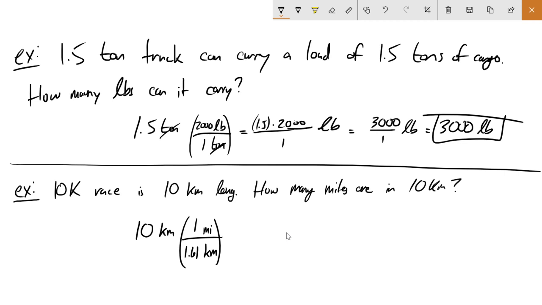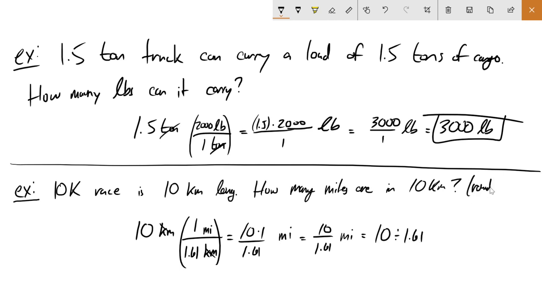So is this a multiplication problem or a division problem? Division. So to do the conversions from kilometers to miles, it looks like you divide by 1.61. So the kilometers cancel out. The only unit you're left with is miles. You have a 10 times 1 on top and a 1.61 on bottom. So this is just 10 over 1.61, which is the same as 10 divided by 1.61.